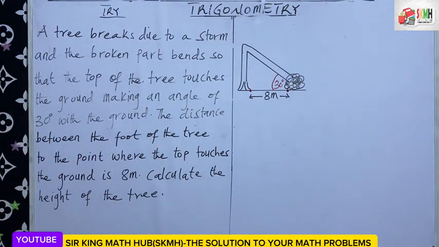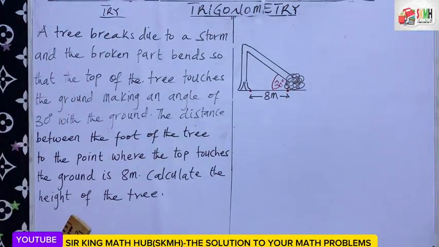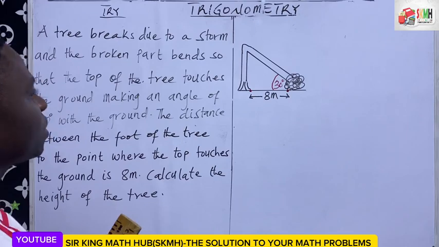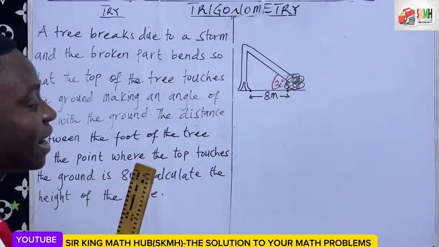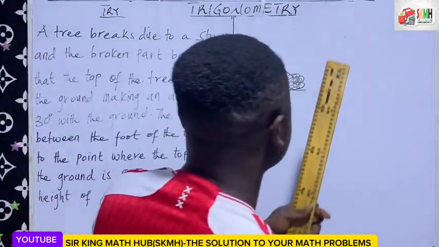So we have to calculate the height of the tree. So let's quickly transform this into a right angle triangle. We can transform this into a right angle triangle. So let's do that.